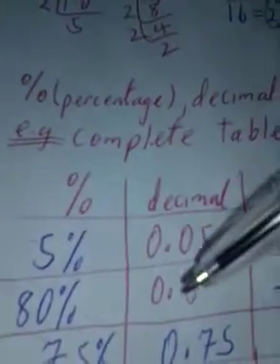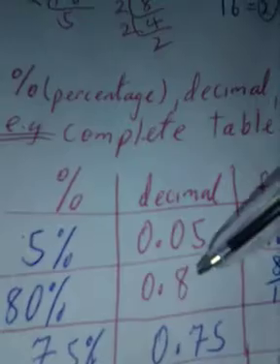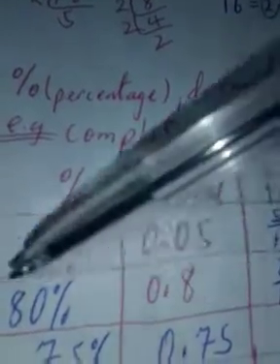I get 5%. Once again, move the decimal point over 2 times, but there's nothing here, so add a 0. I move it over 1, 2. You get 80%. Fractions, right? This is equal to 5 out of 100.